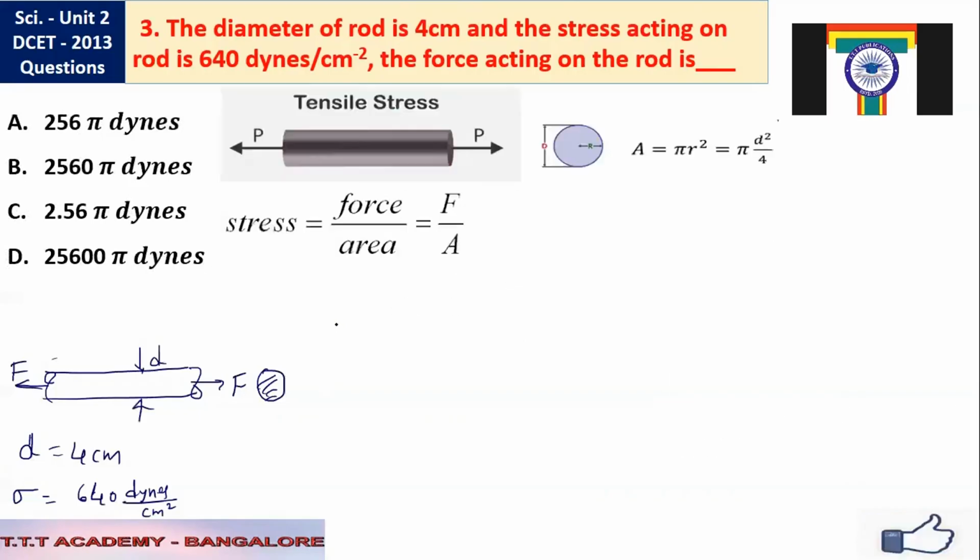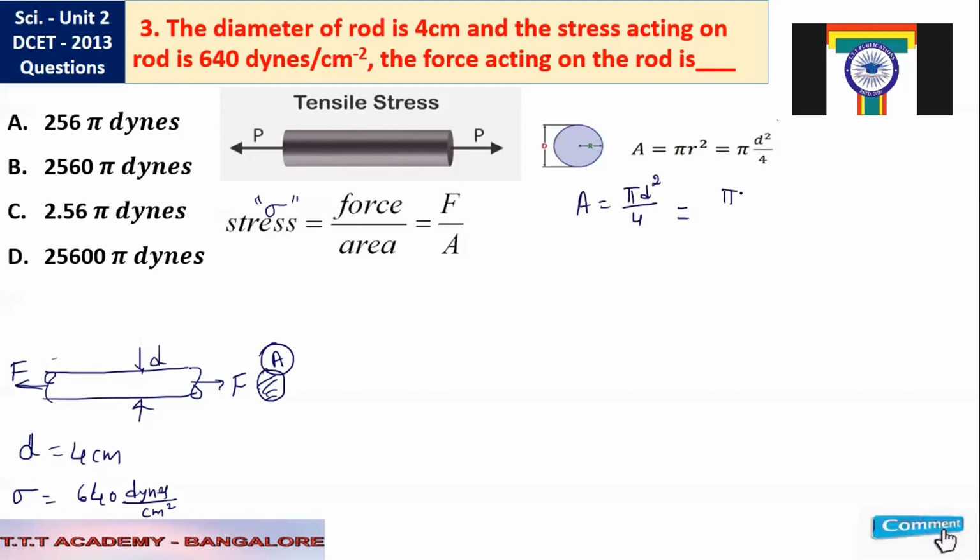What is stress? Tensile stress is the ratio of force per unit area. Stress we denote by the letter sigma. So sigma equal to F by A, where A is the area of the circular rod. The area we can find by pi r square, or if you have the diameter, pi d square divided by 4. Here we have the diameter, 4 centimeter. By using this formula, the area of a circular rod equals pi d square divided by 4.